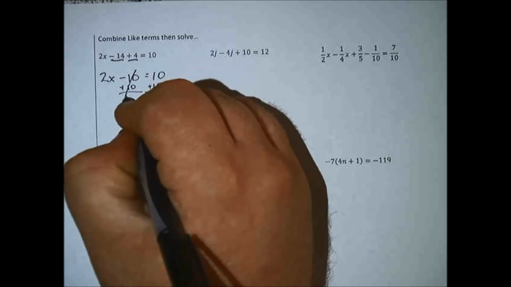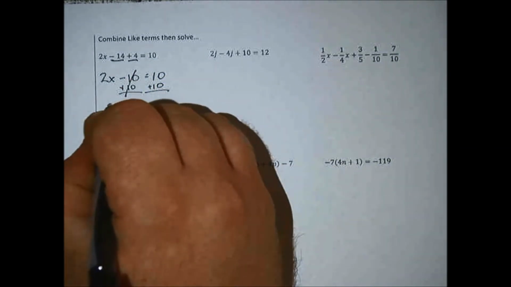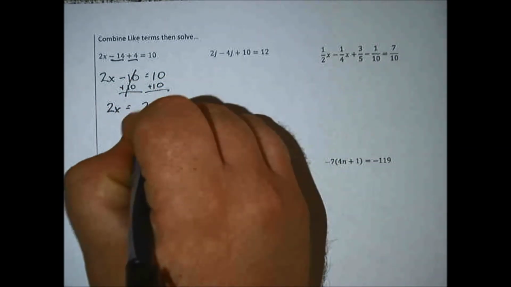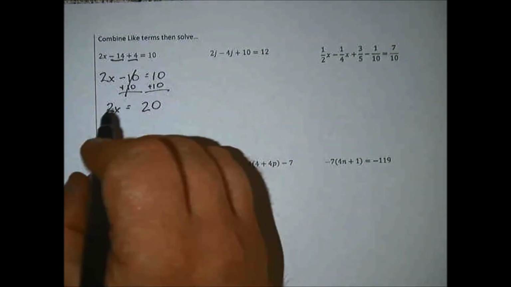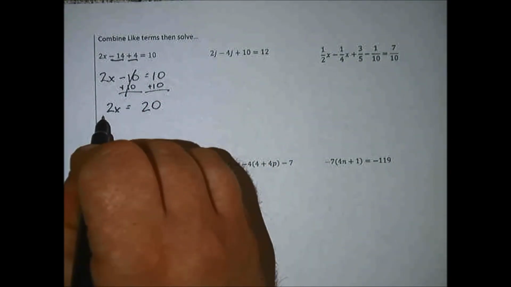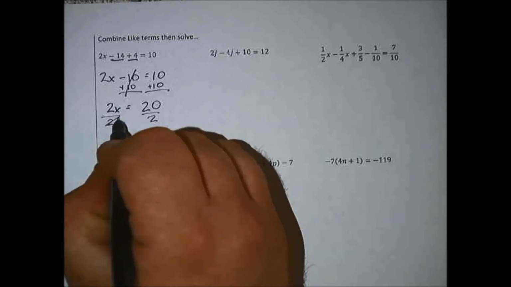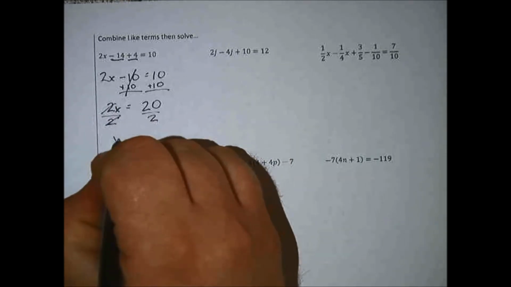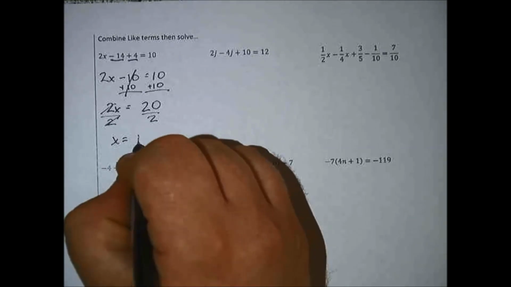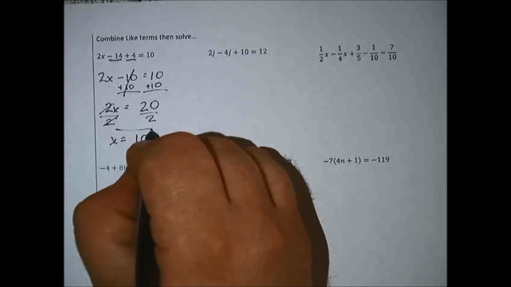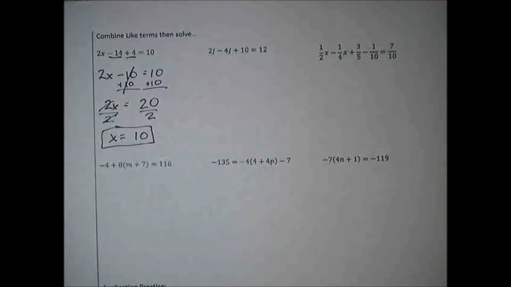Okay, cross those out. They're done. I have 2x equals 20. 10 plus 10 is 20. Yay! Divide by 2 to get rid of that multiplied by 2. Bam, bam. And x equals 20 divided by 2 is 10. Okay, that's our answer. Not bad, right?